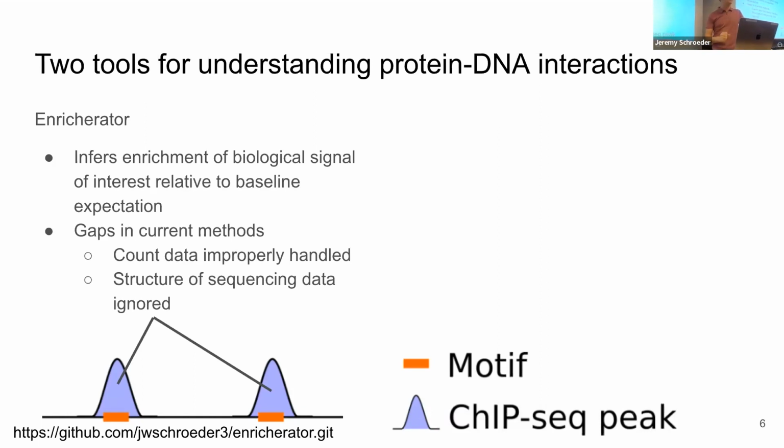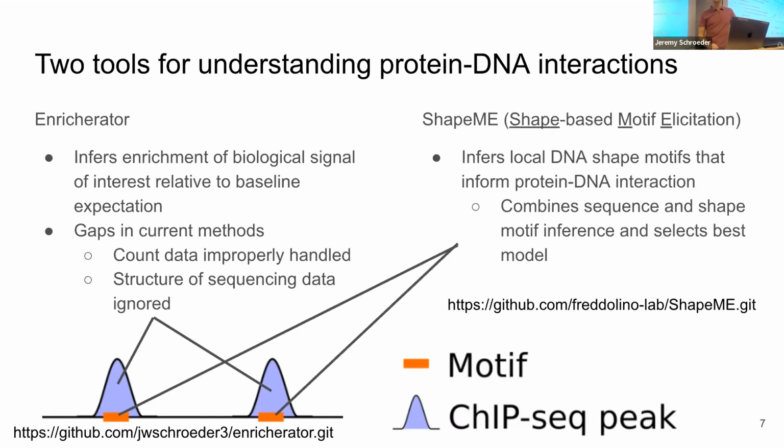The second major limitation in current methods is that the vast majority of them completely ignore the fact that sequencing data has a structure to it. When we sequence DNA, we're sequencing fragments that have a defined size. That structure can actually tell us a lot about the coverage we expect to see in our sequencing data, and we can use that to our advantage when we fit models to the data to infer enrichments of interest.